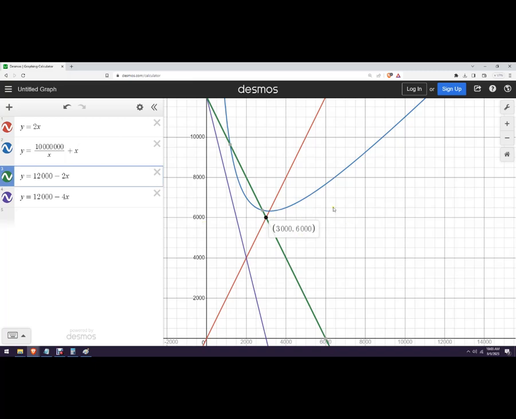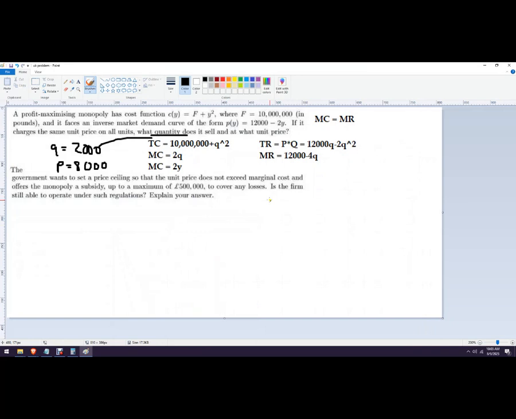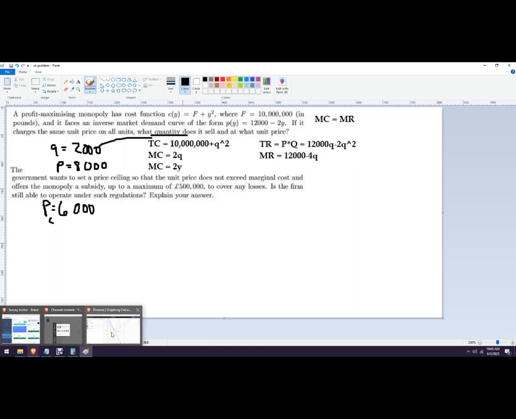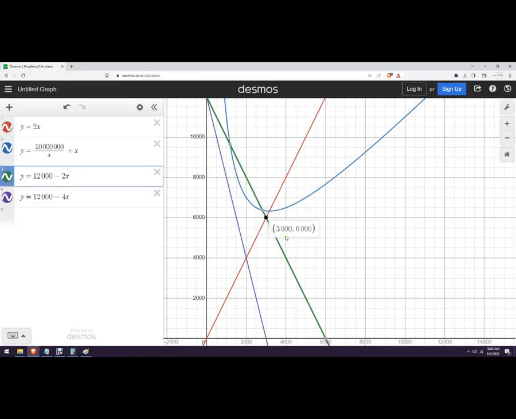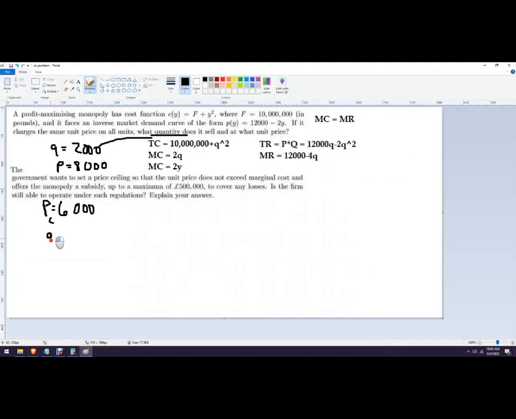Now the problem is the firm here, are they still willing to operate? So we're going to say price 6,000. That would really be like the price ceiling. And then the number of units would be, let's go back and find out. The units would be 3,000. So we're going to produce 3,000 units, and we're going to be suffering a loss as the firm. And as long as that loss is less than £500,000, we will produce it.